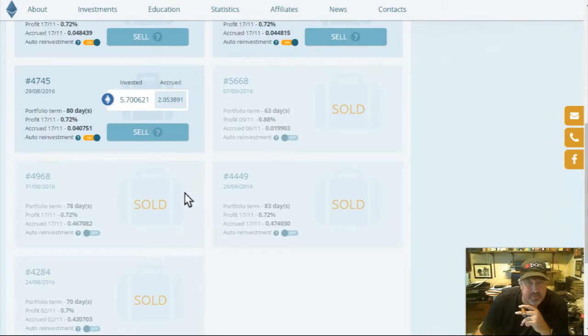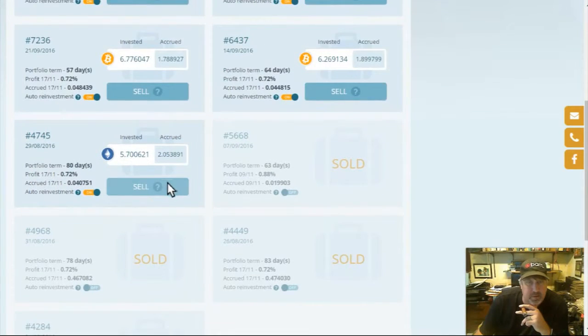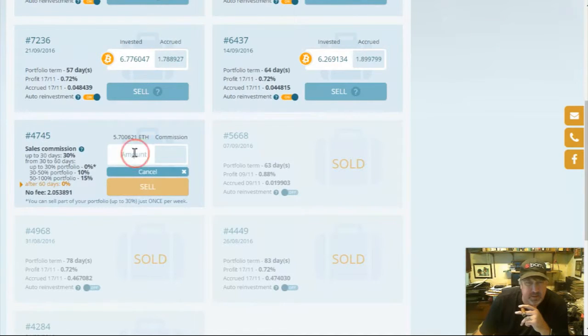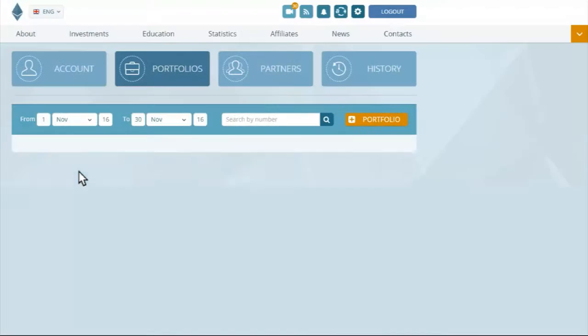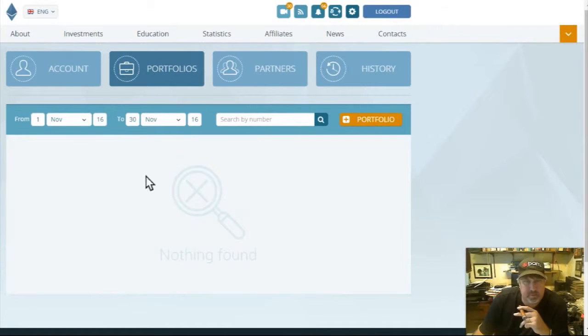The last one is just a little one, just 5.7. Go ahead and sell that, 5.700621. Sell it off, confirm it, yes. So that's now sold all three of our remaining Ethereum portfolios.